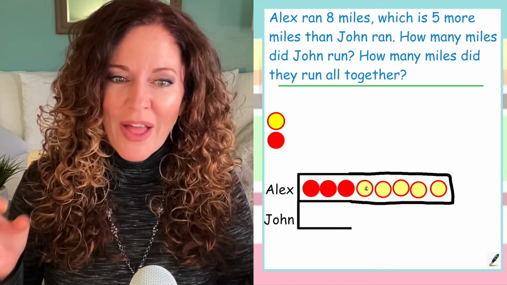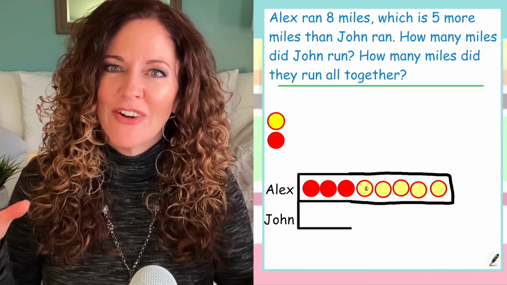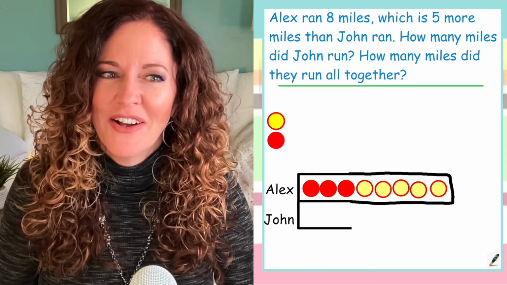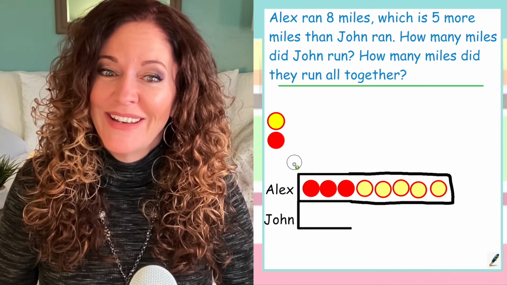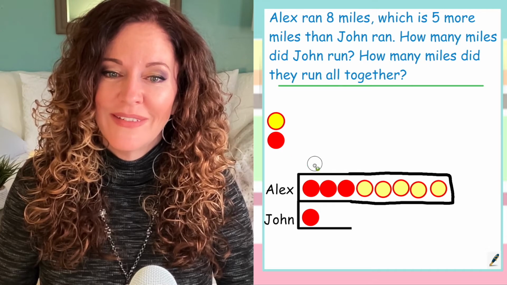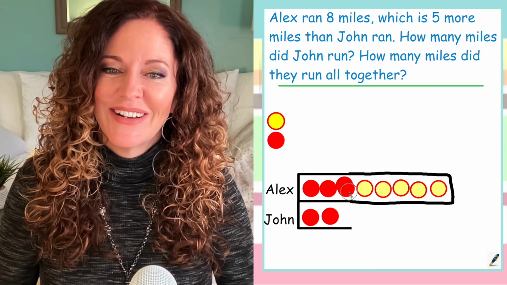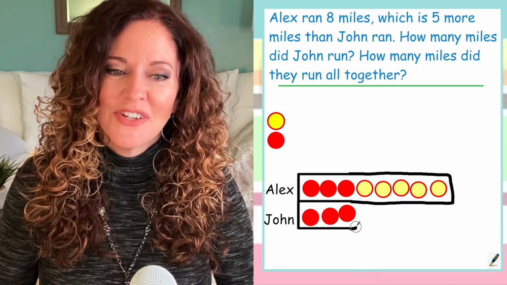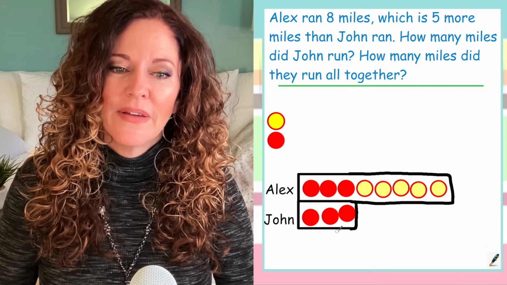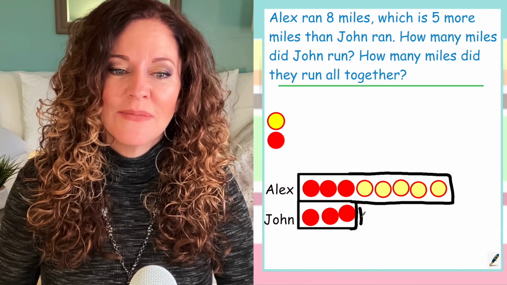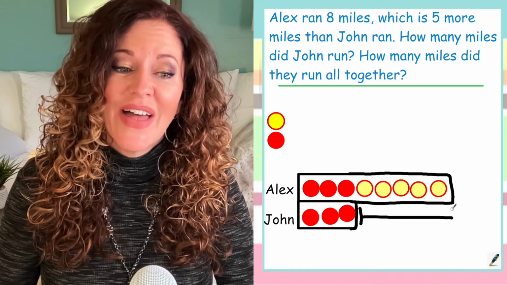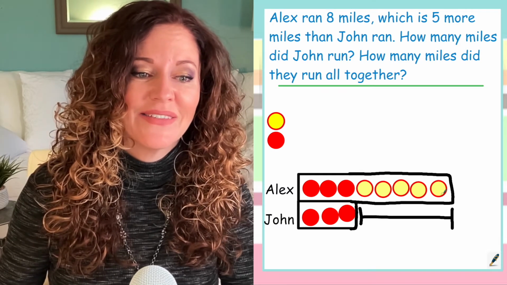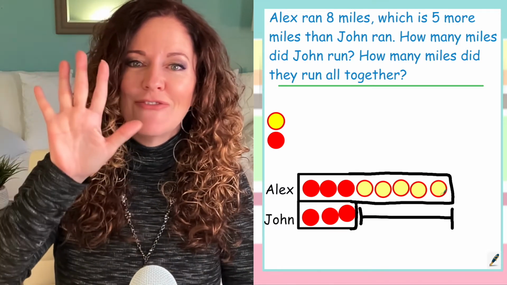And I think it's so cool how the answer for John just kind of pops up in front of you when you do that. Can anybody tell me how many I'm going to show for John? How many miles did John run? Well, he ran 1, 2, 3. And then I can box off John. And I can see right here this extra empty space between John and Alex. That's the difference between how much John ran and how much Alex ran. There is a difference of 5.